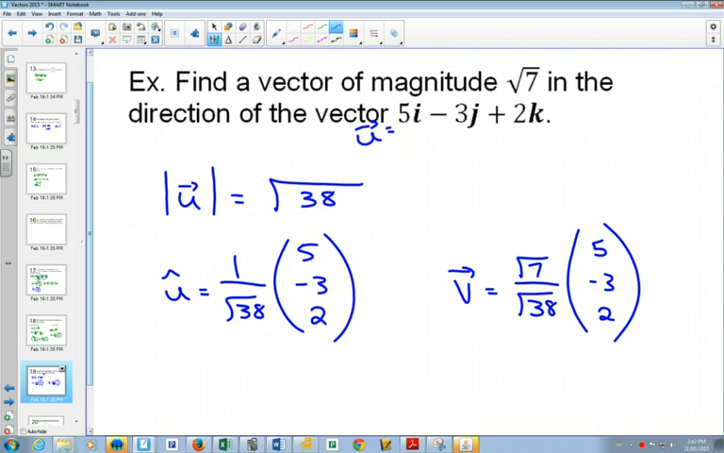So all we're doing is we've got our direction, and basically this vector right here, that's telling us our direction. And then the number in front just is telling us how much or how far to go in that direction.